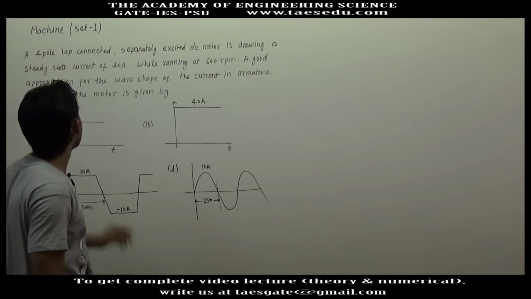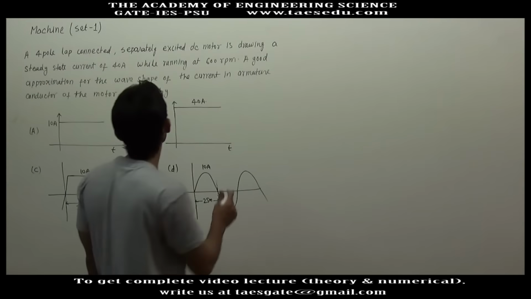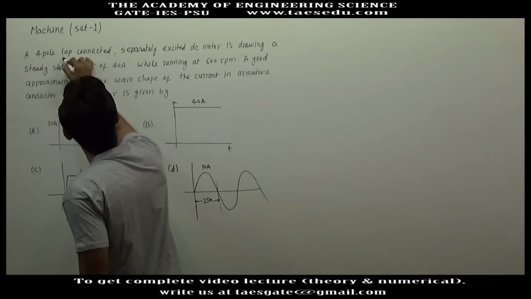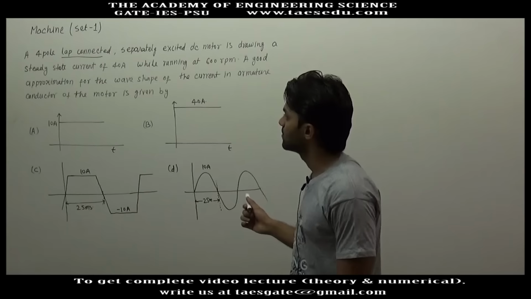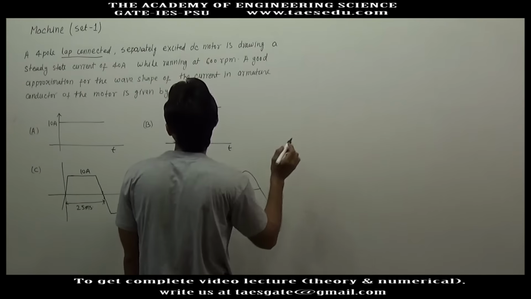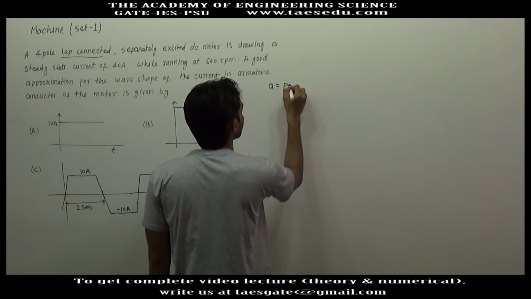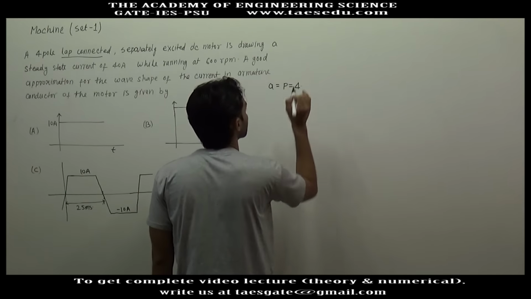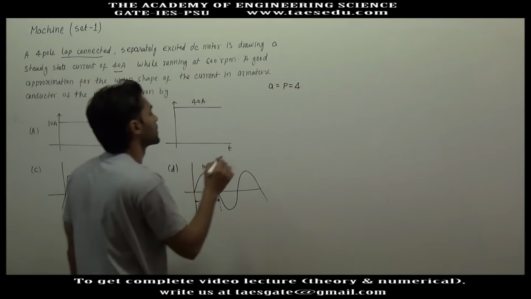Here we have a 4-pole lap connected separately excited DC motor. The armature winding is connected in lap. In case of lap winding, the number of parallel paths is equal to the number of poles, that is 4. So we have 4 parallel paths and it delivers 40 ampere current.